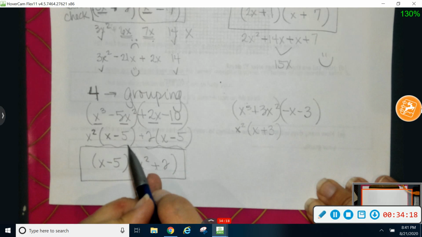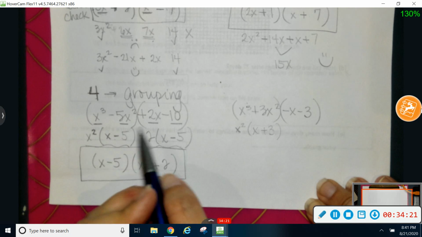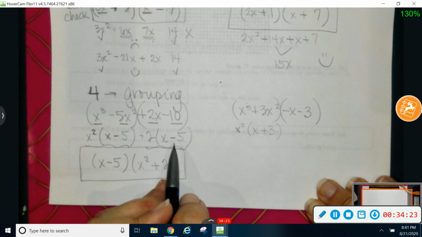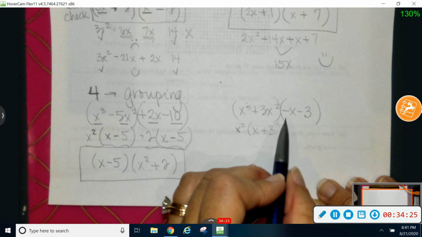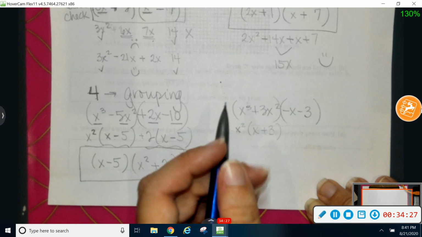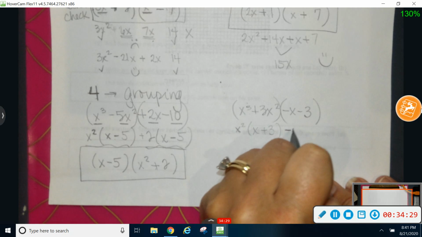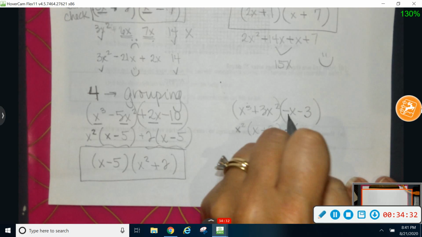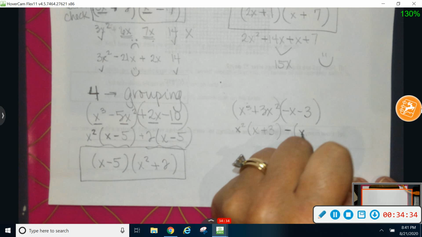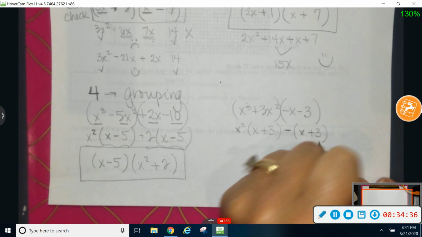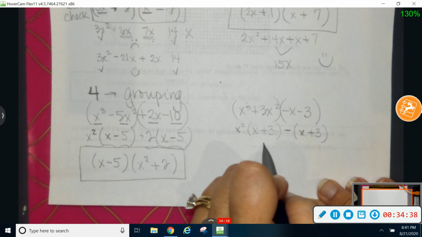And knowing what I know about the grouping method, I want these 2 factors to be alike if it's going to be successful. I'm pretty close. So what should I actually take out? I should actually take out a negative 1. See if there is a negative. So it switches my sign and makes that a positive x, and it makes that a positive 3. And it's starting to shape up with what I know that grouping should do.